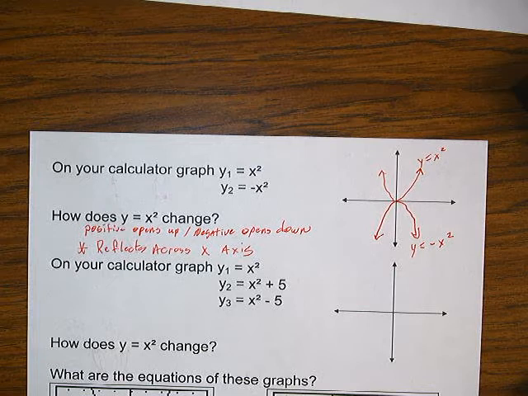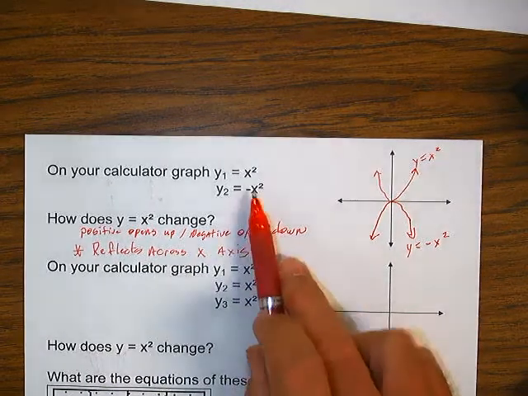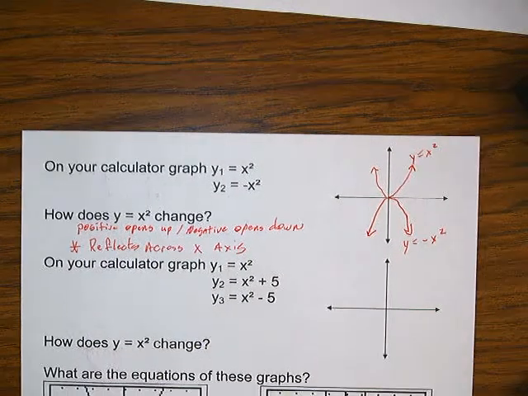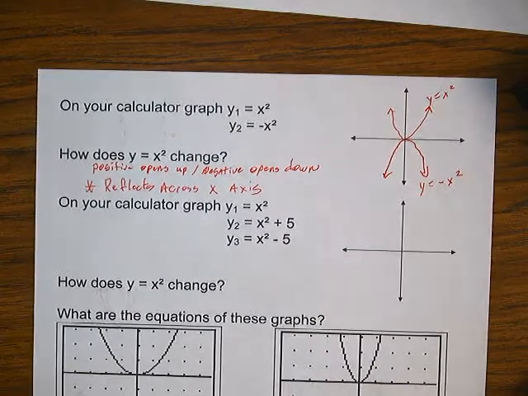First of all, okay, let's just repeat. As the number in front of x squared gets bigger, what happens to the graph? It gets more narrow. Good. As it gets smaller, it gets wider. Okay, positive numbers in front of x squared open which way? Up. Negative open down.